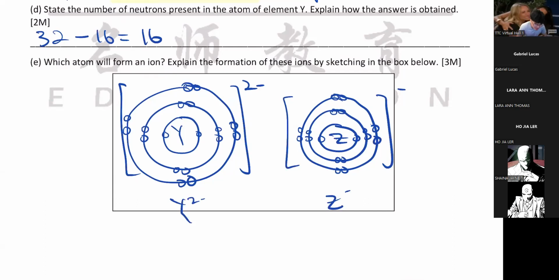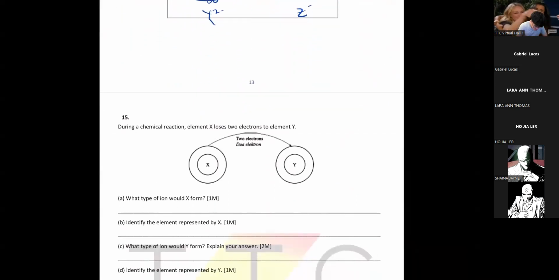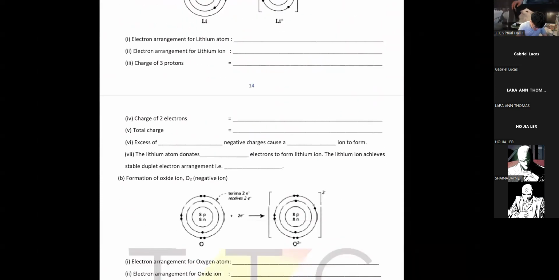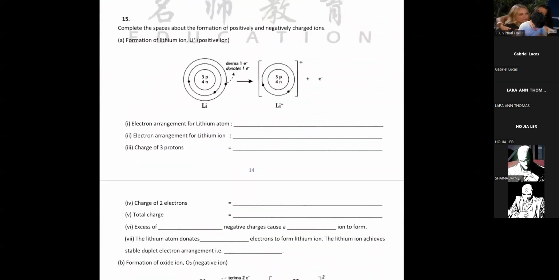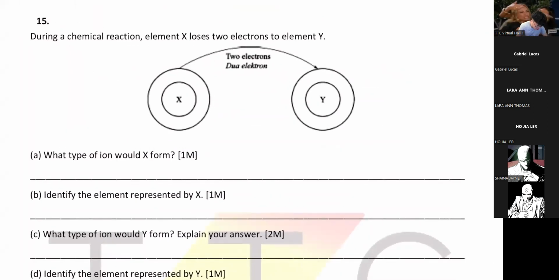Right, so I hope you understand this. Very easy stuff. This is rather easy though. Okay, let's just do 15. We finish this as we go along.